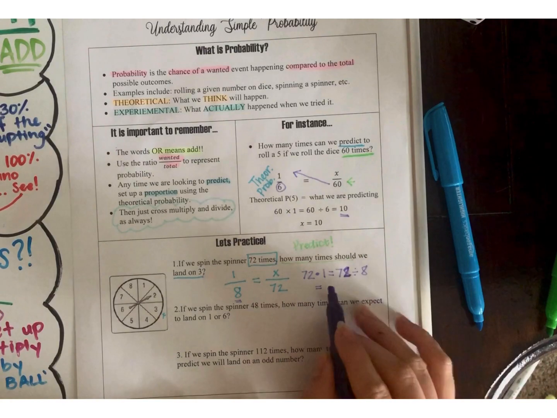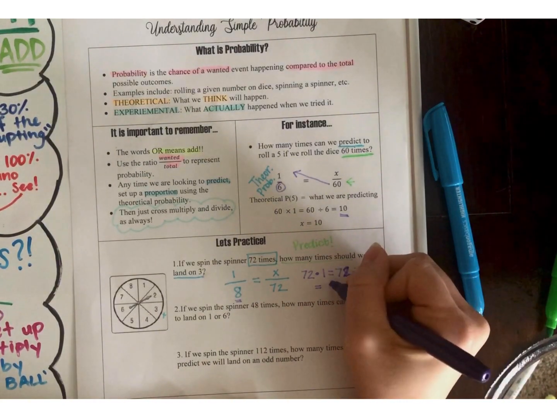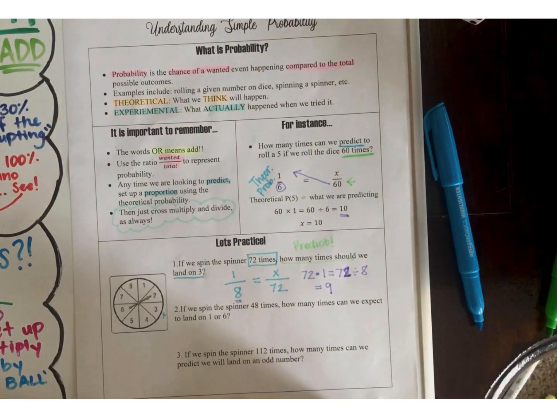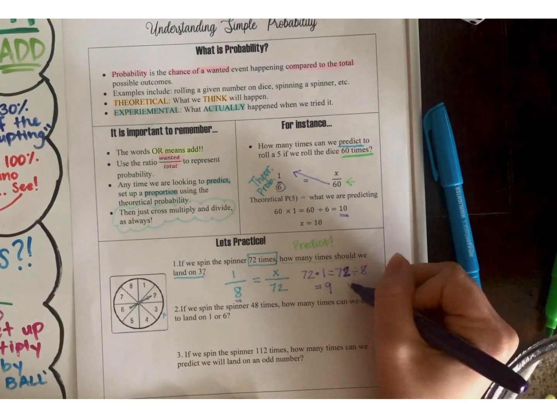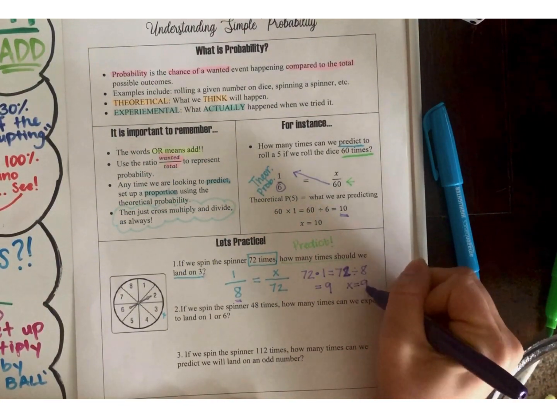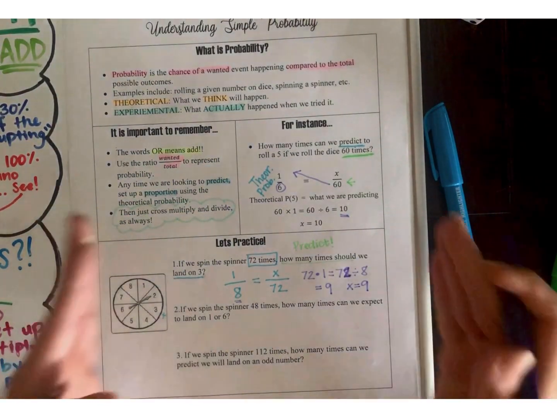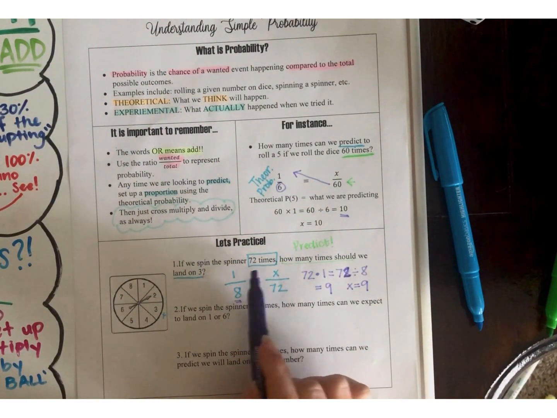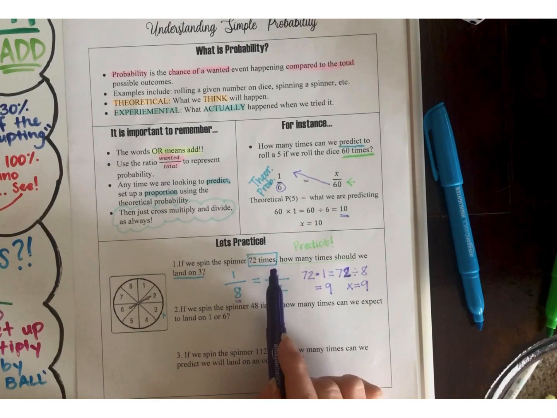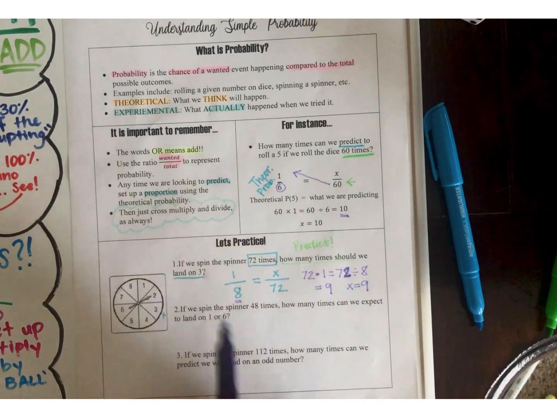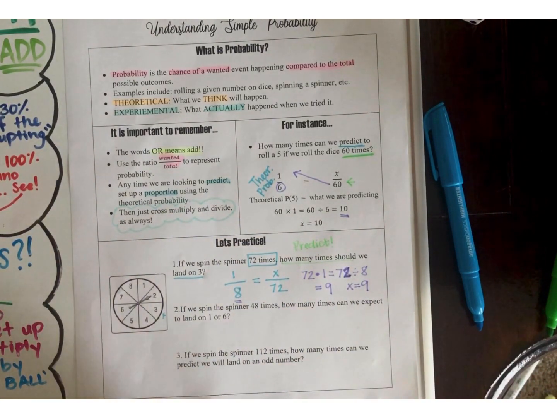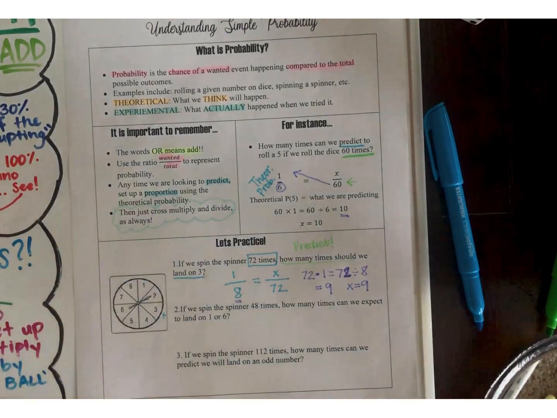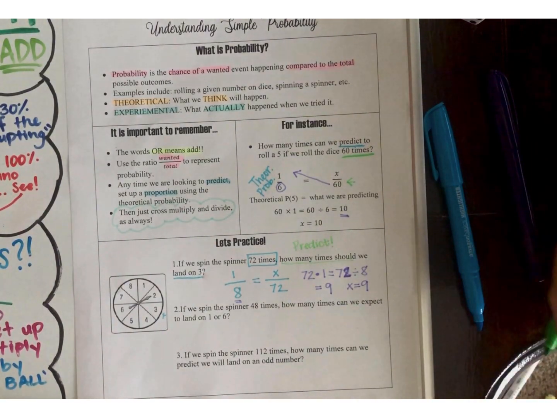Divided by 8. 72 divided by 8 is going to equal 9, okay? Which means x equals 9. So what does that mean for the problem? That means if we spin our spinner 72 times, we should land on 3 9 times, okay? Moving on to number 2.